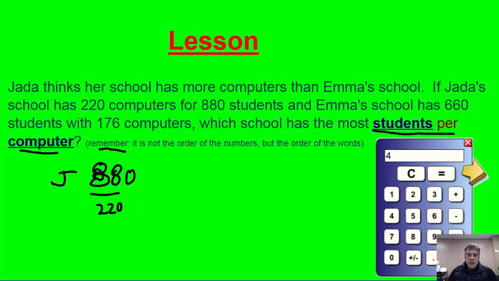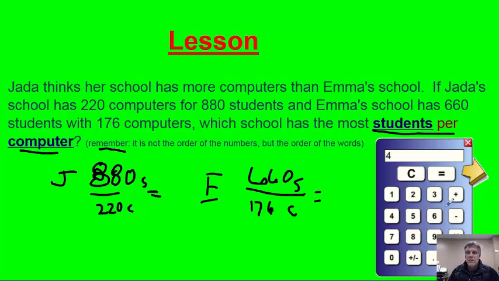So let me set up Emma's school quick. How many students does she have? 660. And this is students, this is computers. I like to label them. Students, and 176. So now all I have to do is divide, and that will break it down to the unit rate. And then I can figure out who's got the most computers per student. All right, let's divide that quick.